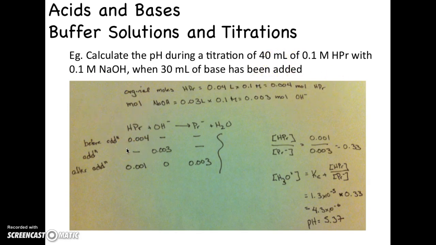That's our original scenario. We wouldn't have had any hydroxide. We wouldn't have had any PR negative, none of our conjugate base. And water is a pure liquid, so we don't really care about it in this kind of table either, just like an ice table.